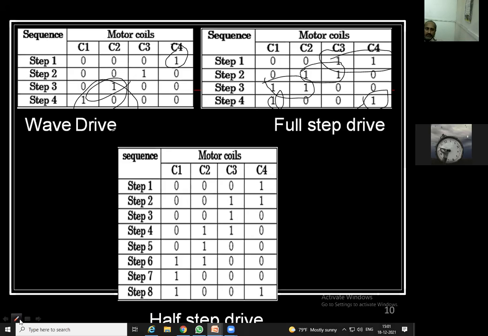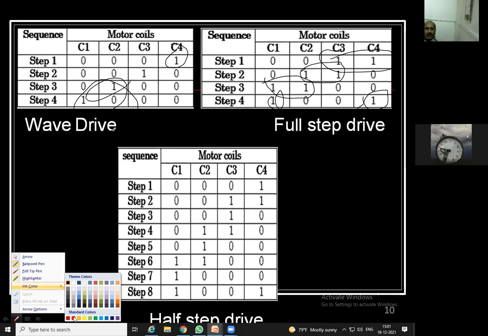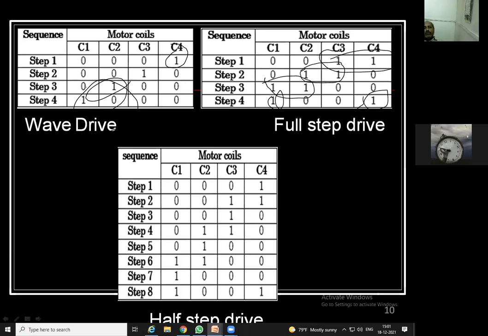So this is how it is going to work in this particular model, and you will come to know how the wave drive and full step drive work.